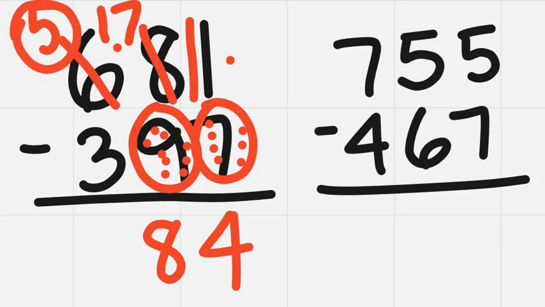Next, we'll circle the 5, touch and count. 5, 4, 3, 2. Our answer is 284.